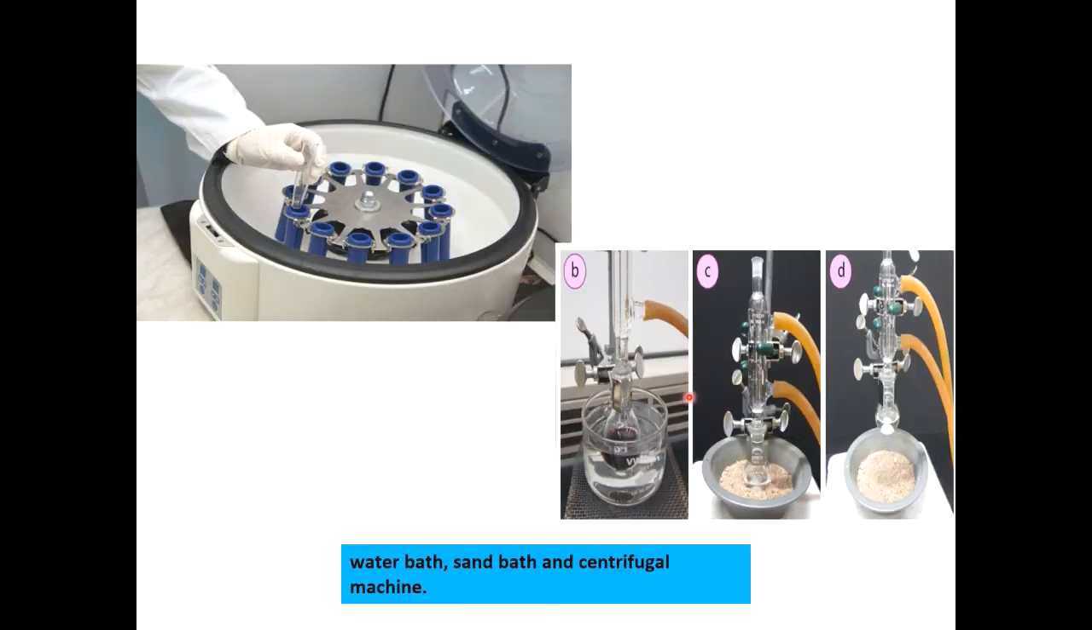Next, water bath and sand bath. In organic chemistry, a reaction is put in the water bath or sand bath. When the reaction occurs at below 100 degrees temperature, it's put in the water bath, and above 100 degrees it's put in the sand bath. Then centrifugal machines. In this machine, the centrifuge test tube is put.